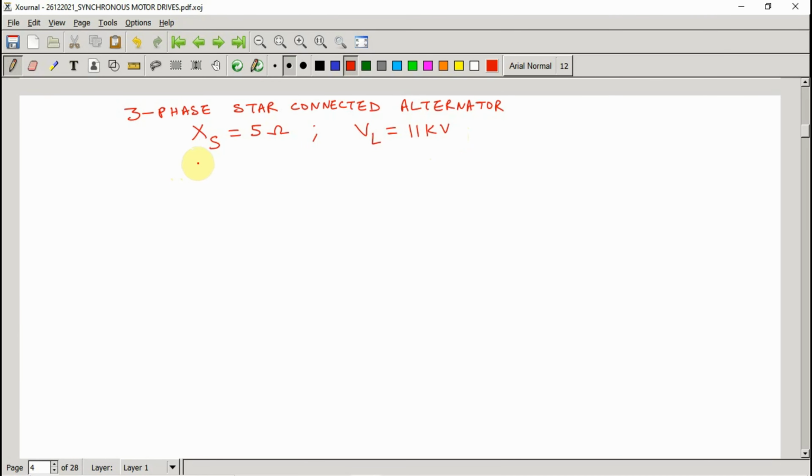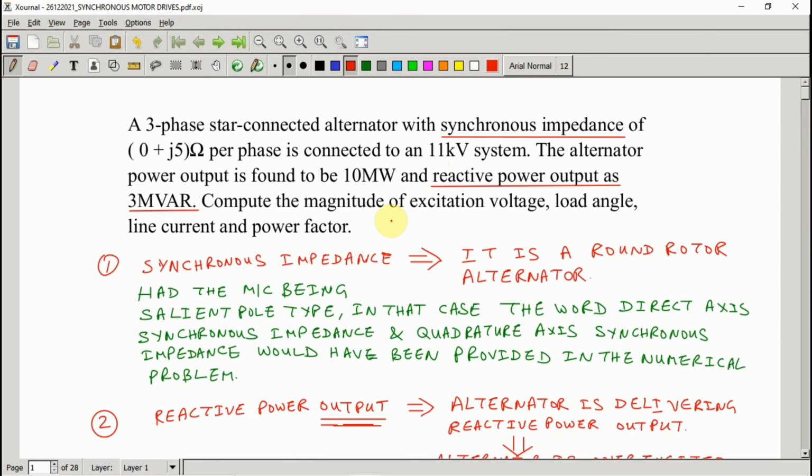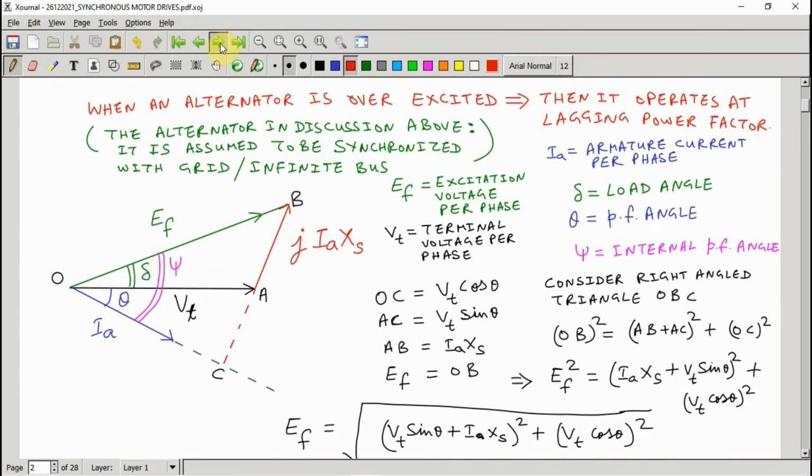Now how much was the active power delivered? It was 10 megawatt, and reactive power was 3 megavolt ampere reactive, that is MVAr. Let me check it. 10 and 3 MVAr. Now we have written all the data. Synchronous reactance is 5 ohm, reactive power delivered is 3 MVAr, and active power delivered is 10 megawatt.